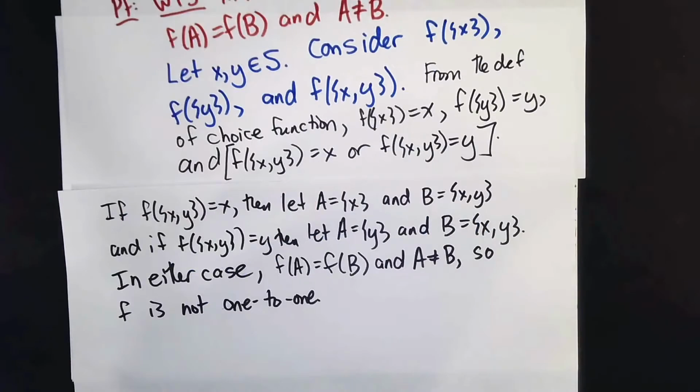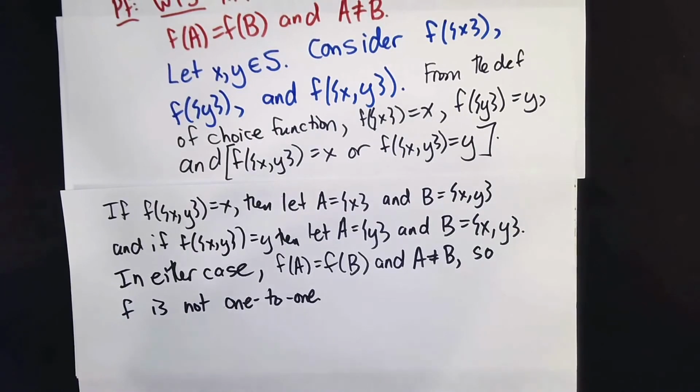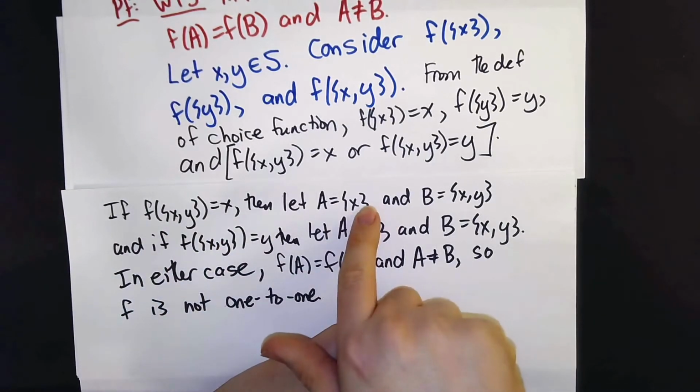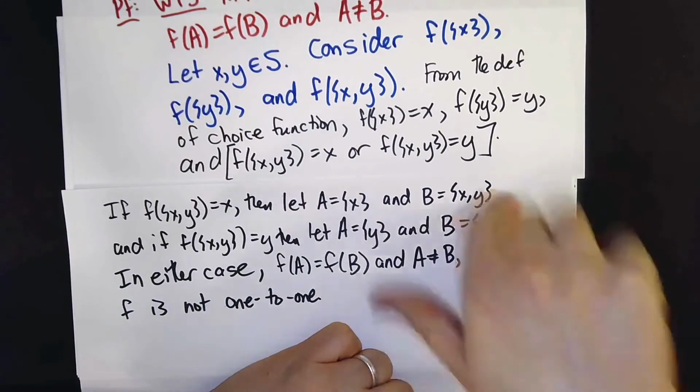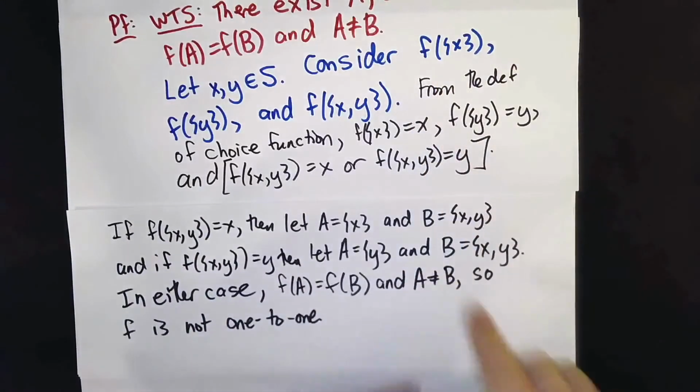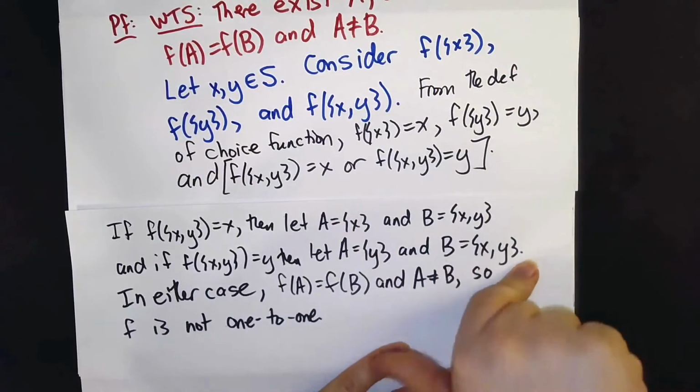Now, what's really happening here is that this is a proof by cases, but this is an example where the cases are short enough that I would not break it out officially into a proof by cases. I would just say what I'm going to do. If this thing, f of the set xy, is x, I'm going to let a be the set x and b be the set xy. Those are going to be the a and the b and the thing I want to show. Otherwise, I'm going to let a be the set y and b be the set xy.